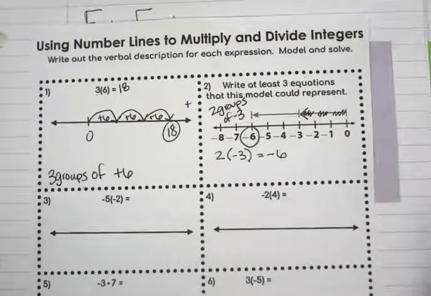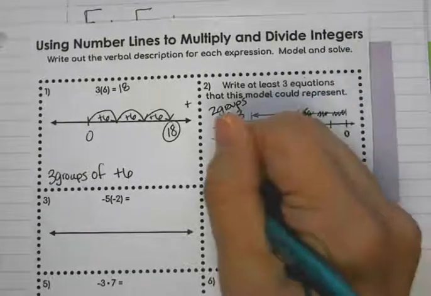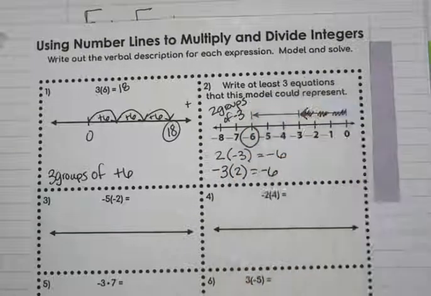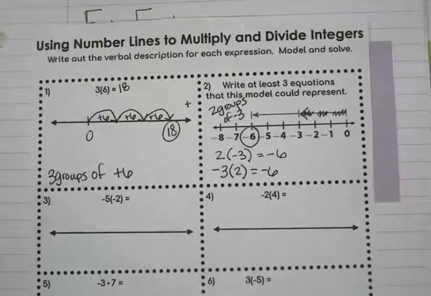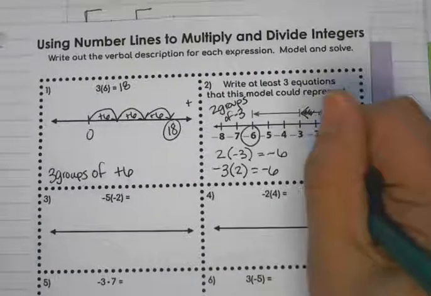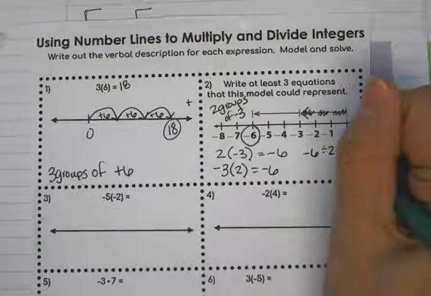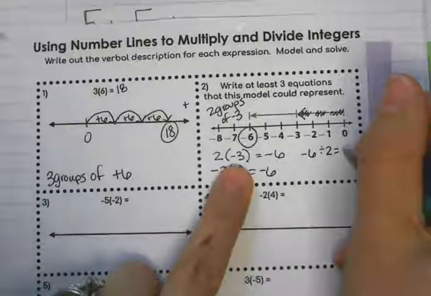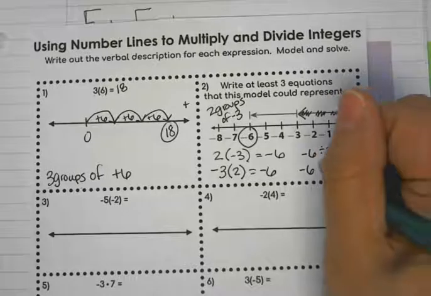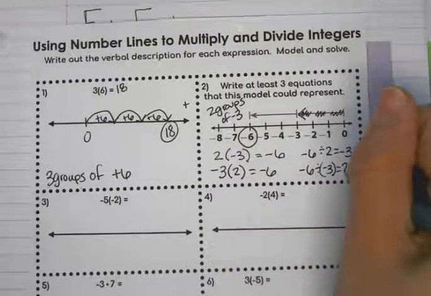Well, I have to remember that commutative property tells me that if 2 times negative 3 equals negative 6, then negative 3 times 2 equals negative 6. Now, I didn't say you have to do 4, but you could do 4. I said at least 3 equations. So my third equation is going to be negative 6 divided by 2 equals negative 3. And I'm going to write the fourth one, negative 6 divided by negative 3 equals 2.